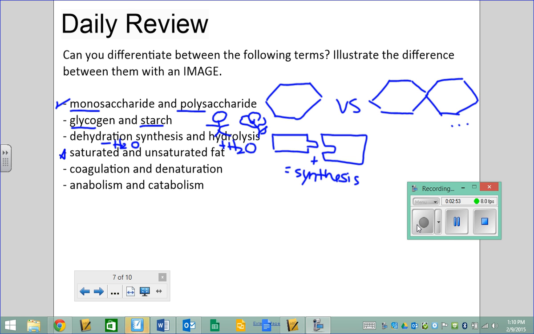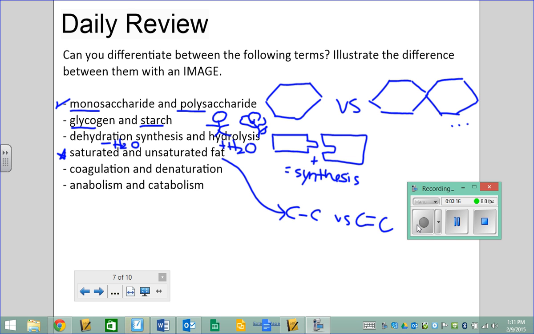Now, saturated and unsaturated fat have a couple of things that you could use to distinguish between them. A saturated fat does not have double bonds between carbons. So you could very simply put something like this. One of them has single bonds between carbons, the other has double bonds.